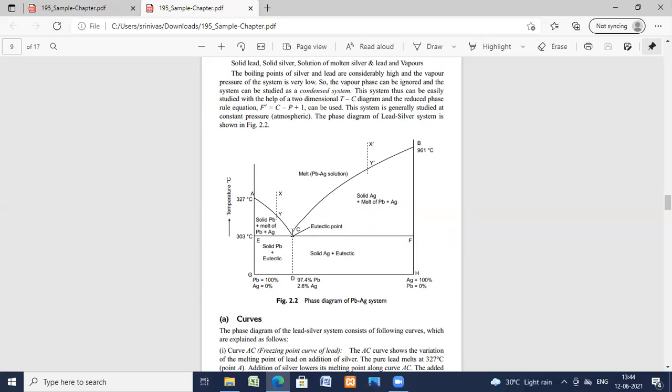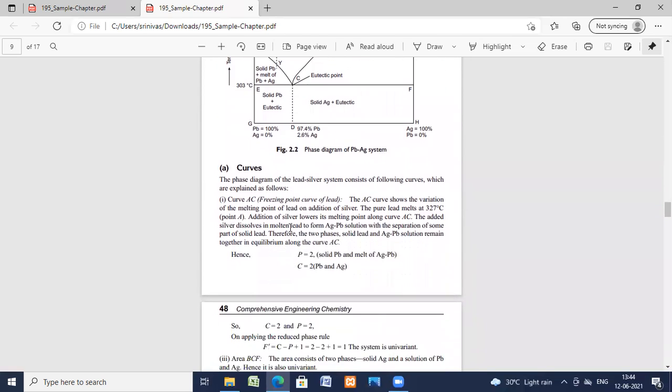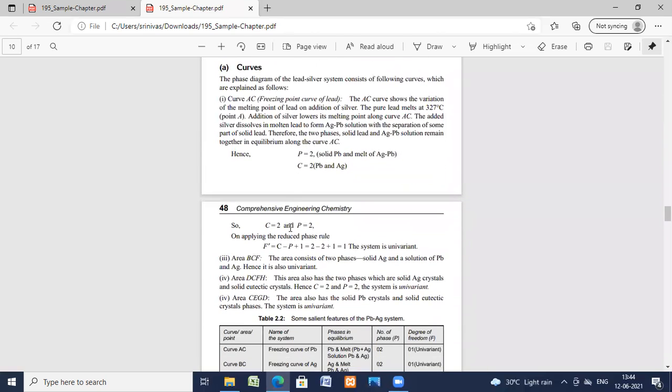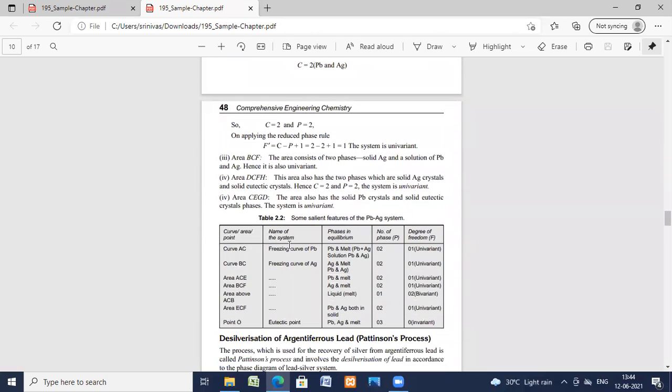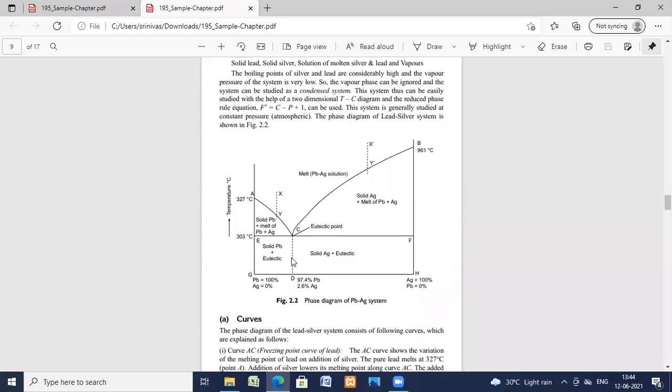For the eutectic point, it is invariant. For the curves, it is univariate. Almost everywhere it is univariant except at the eutectic point, where you're having only an invariant system. Now, the area above ACB and area ECF. Area above ACB, this one.